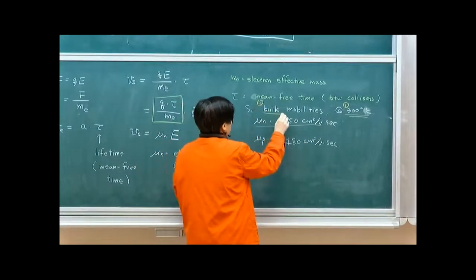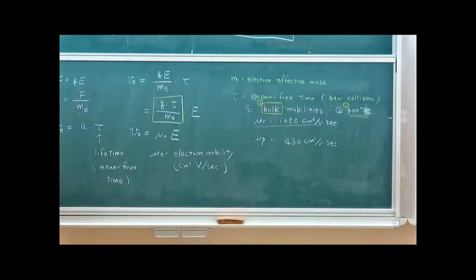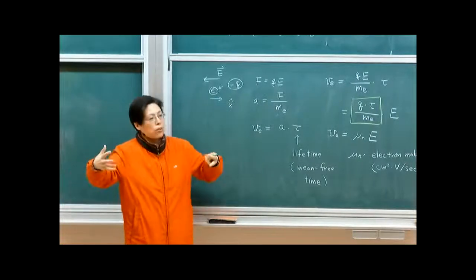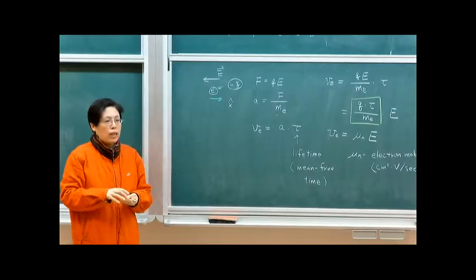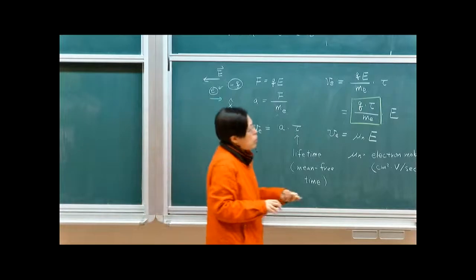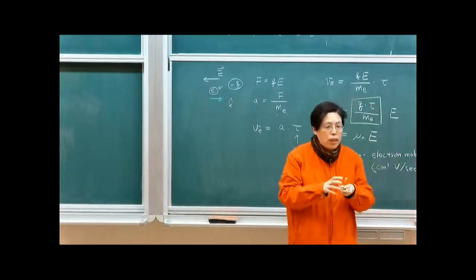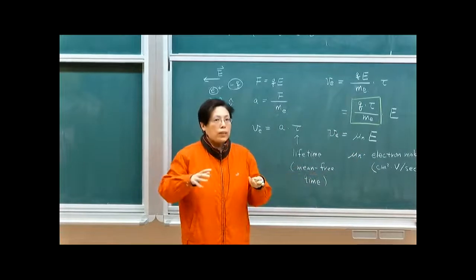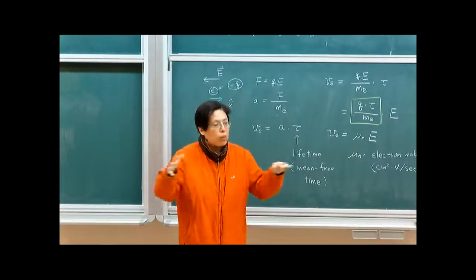So mobility depends on temperature, and also mobility depends on structure. Does anyone know what bulk means? It's not very commonly used in everyday life, but if you go to Costco, you buy things in bulk, meaning you buy things in large quantities. So bulk in this case simply means a large piece of semiconductor. If you're running in a large piece of crystal, the chance of collision is governed by the crystal itself.